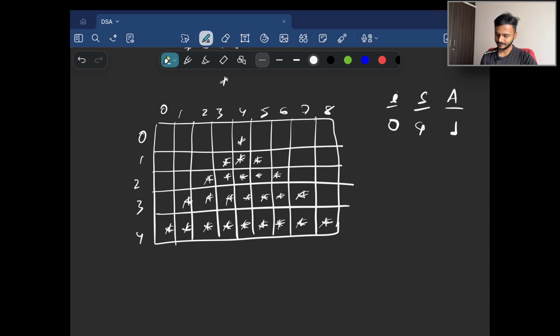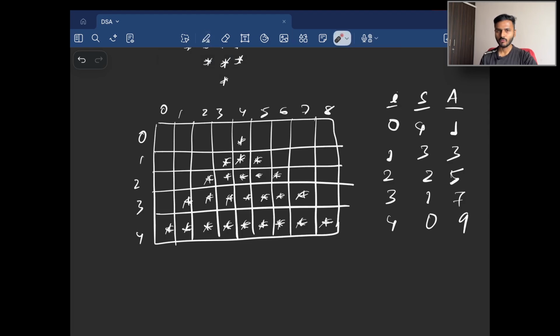Then when i is 1, we are leaving 3 spaces, and we are printing 3 asterisks. For i 2, we are leaving 2 spaces, printing 5 asterisks. For i 3, we are leaving 1 space, printing 7 asterisks. For i 4, we are leaving 0 spaces and printing 9 asterisks. Now you already know what to do, right?